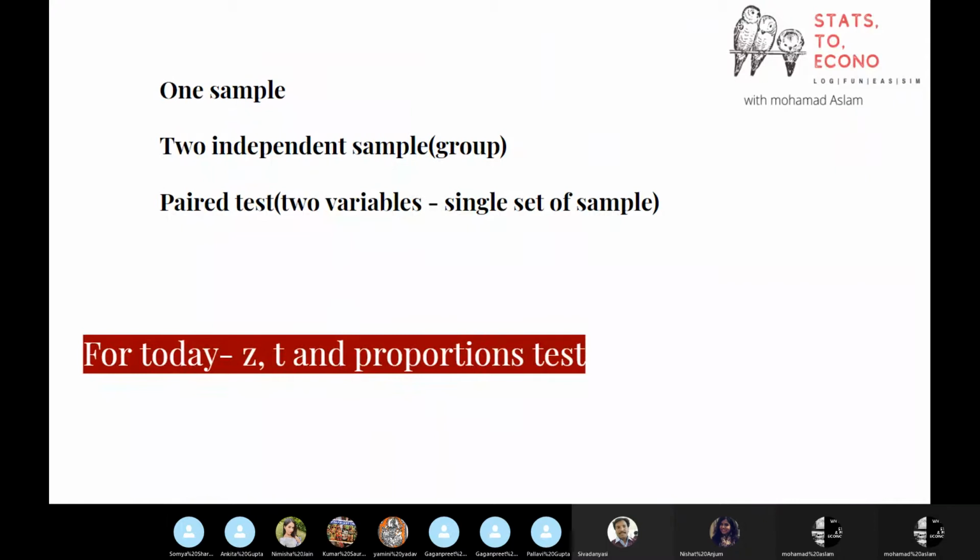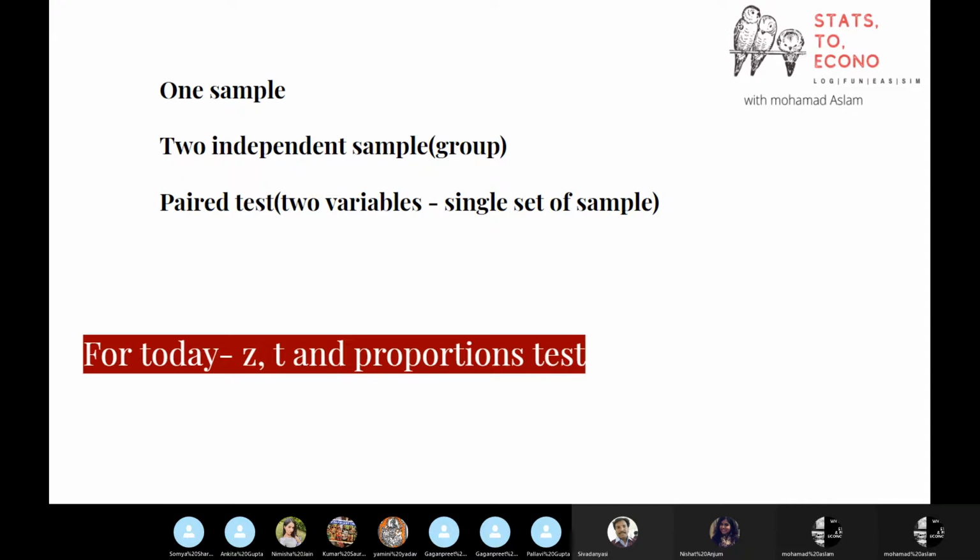So today we will cover these 3 types of testing with 3 different types of data groups: Z test, T test, and proportions test. As yesterday I already explained the Z and T, the difference between both. Today we also try to cover this proportions test. This is also again a case of Z test.